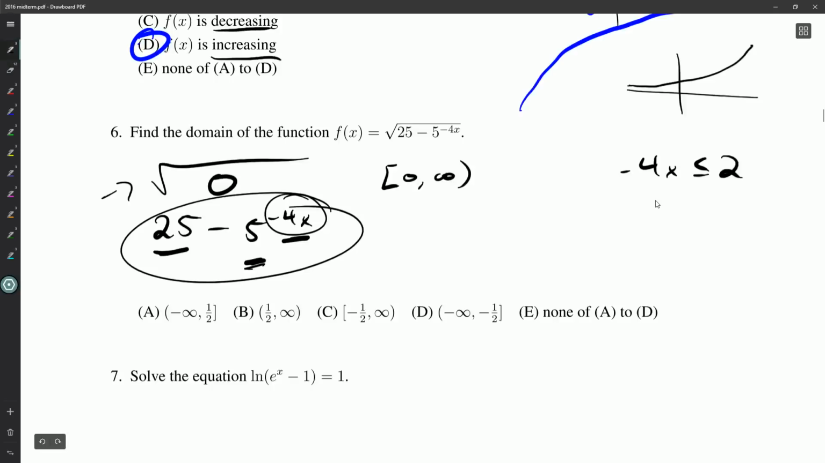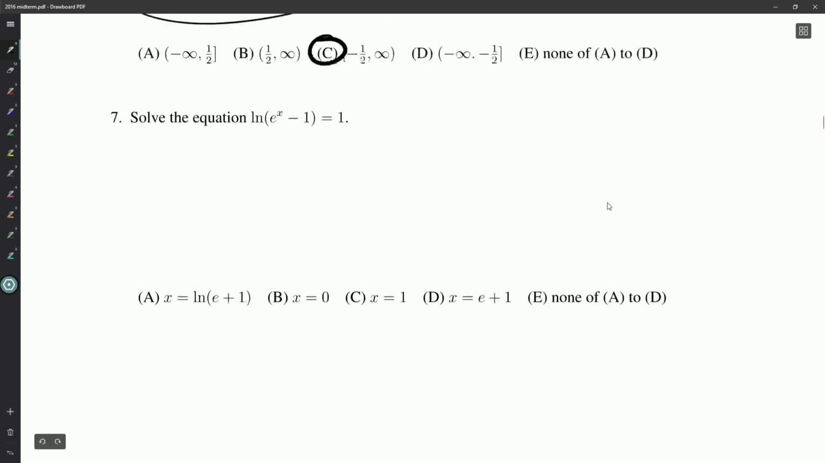Let's divide by minus 4. Okay. Now, very crucially, when we divide or multiply by a negative number, the sign flips around. So this is negative 1 over 2. So x just needs to be greater than or equal to negative 1/2. And I see that C is such a response there. All right, so that's 6.